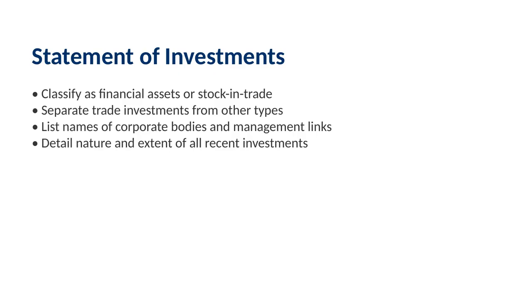First, let's look at the statement of investments. The company must provide a detailed breakdown whether these investments are classified as financial assets or as stock in trade. You need to clearly separate trade investments from other investments. It's not enough to just give a total. The statement must list the names of the corporate bodies where the money was invested. If multiple companies are under the same management, that must be explicitly indicated. This includes all investments made, even those occurring after the previous balance sheet date, along with the exact nature and extent of each investment.